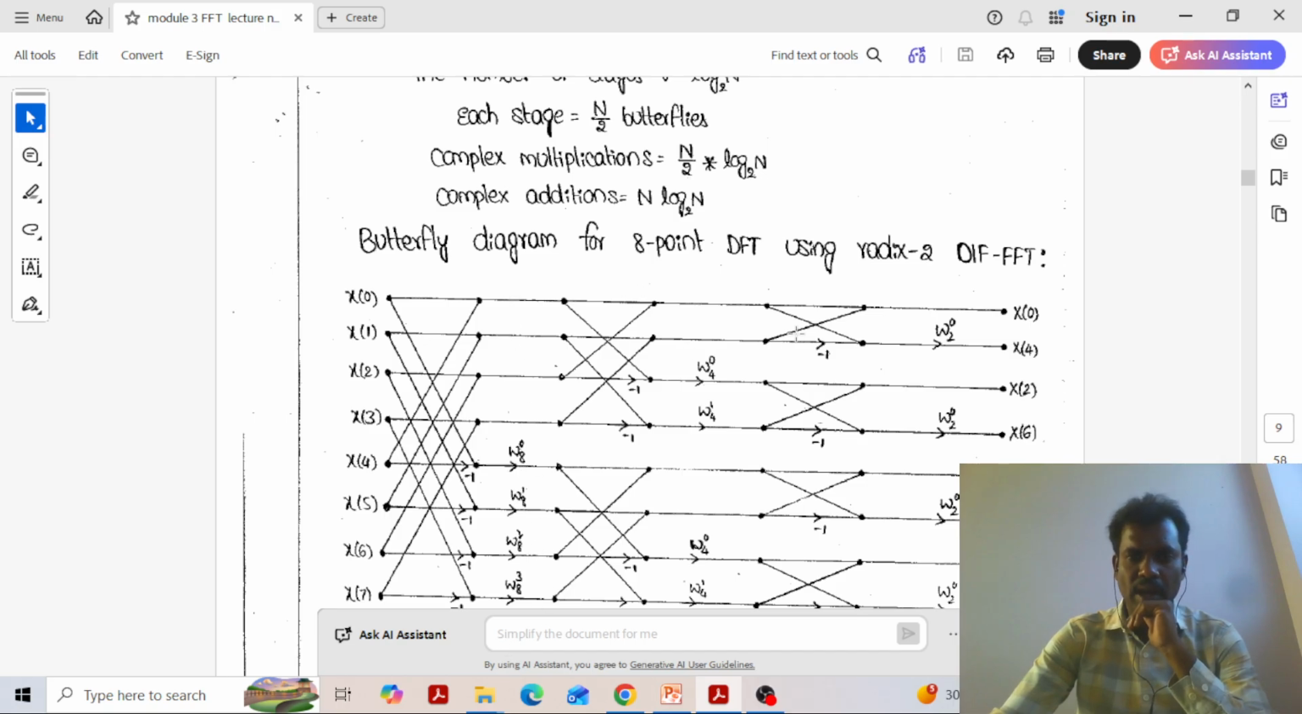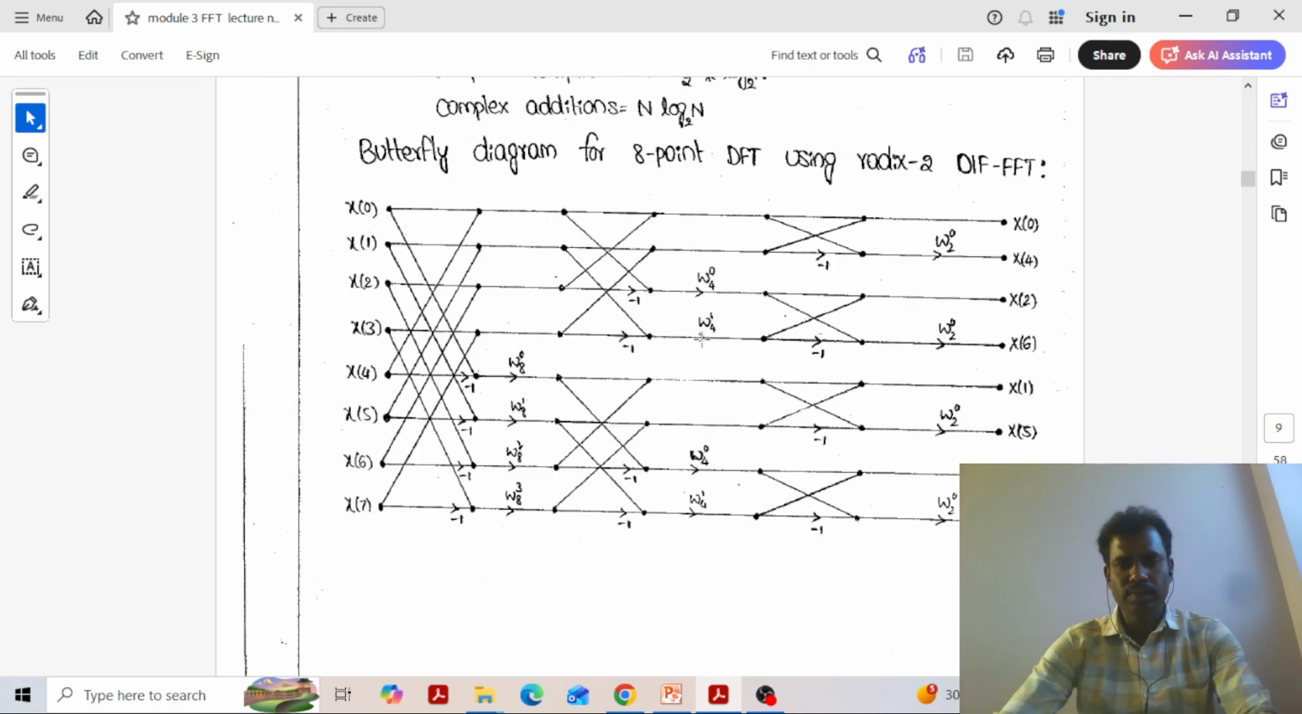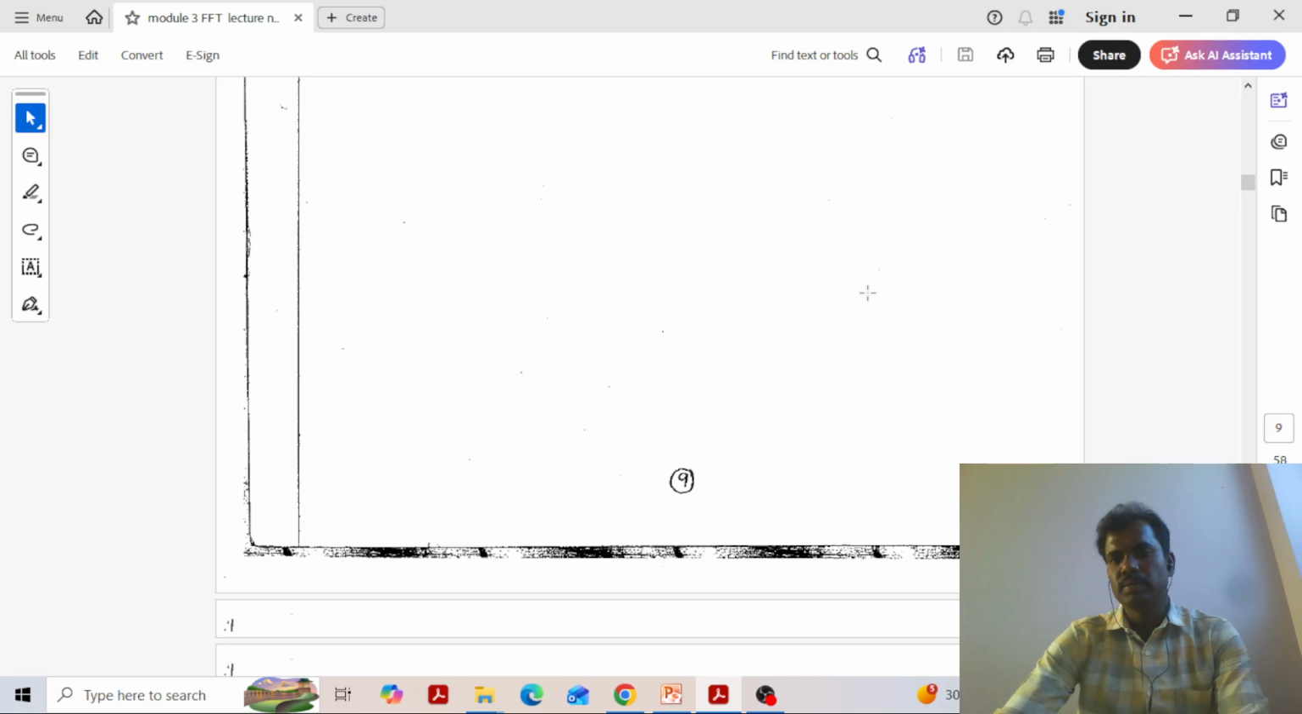So we have log N stages. So N by 2 into log N multiplications, and N additions into log N, so N log N additions. So from the computations point of view, both are the same, DIT FFT and DIF FFT. We can choose any method.